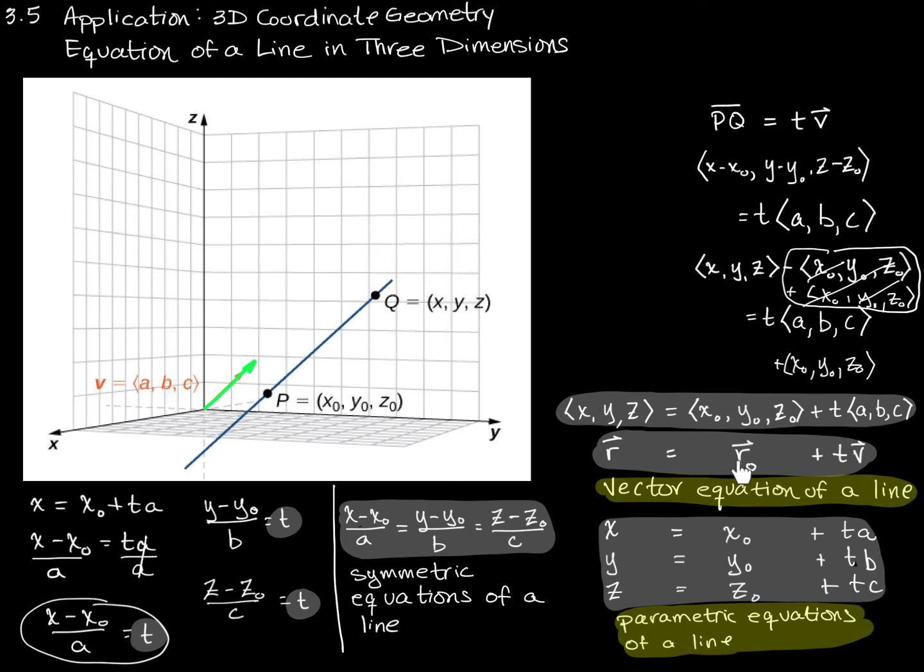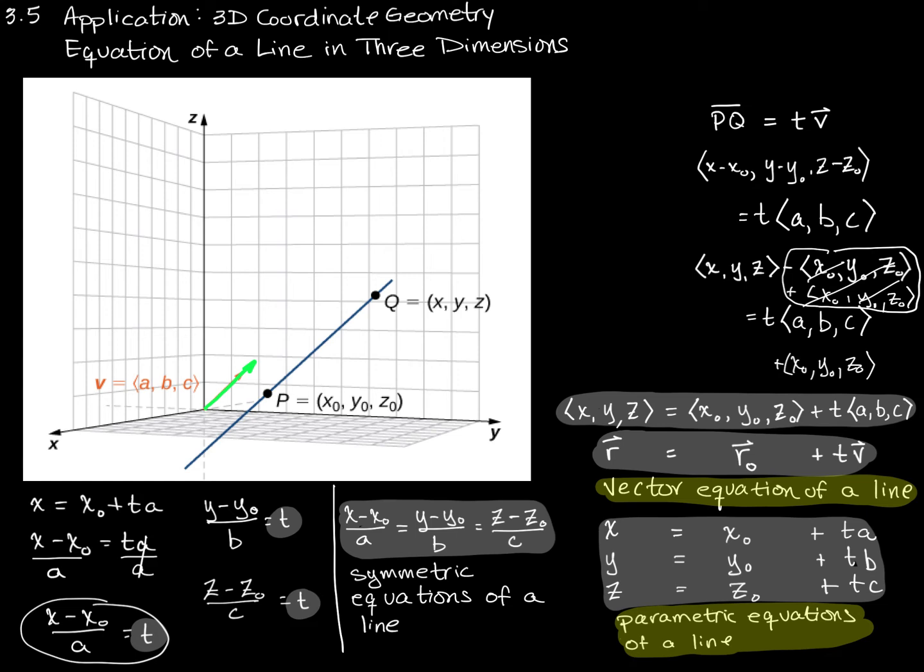This r equals r naught plus tv is just the label form of the equation above it. R is just what we call the vector x, y, z. R naught is what we call the vector x naught, y naught, z naught. T is just a scalar, and v is a, b, c. And v, remember, is our direction vector. That's this one over here. It's not on the line. It's just telling us which direction the line is going in.